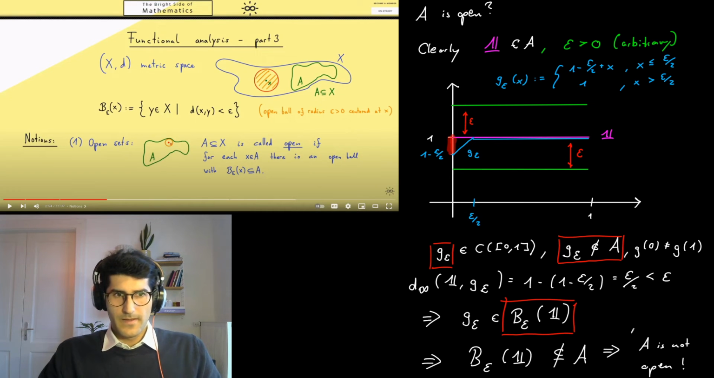All right. As a quick exercise, what you can do, let me know in the comments, is what are the open sets of the metric space with a discrete metric? Do you have an idea? Let me know in the comments. Now let's continue with the video.